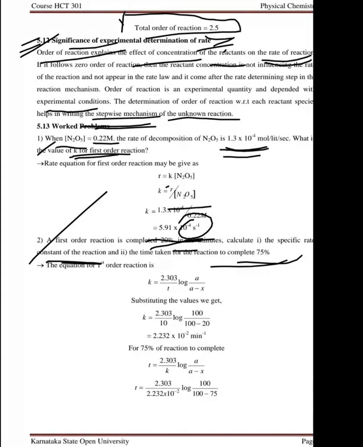So the equation for the first order reaction is K equal to 2.303 divided by t log of a by a minus x. This formula you should keep in memory, otherwise it's very difficult.